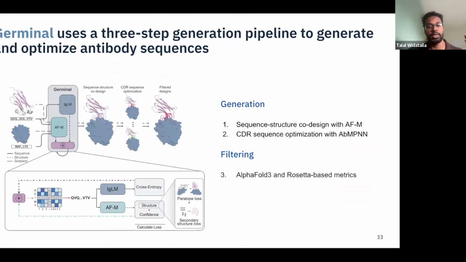So I went over the design stage previously. We have three stages. The first stage is our design stage where we co-design with AlphaFold Multimer and IgLM. Then, similar to BindCraft, we have a sequence design or inverse folding stage with AbMPNN. And then our final stage is filtering where we predict with AlphaFold 3 and also calculate Rosetta-based metrics.